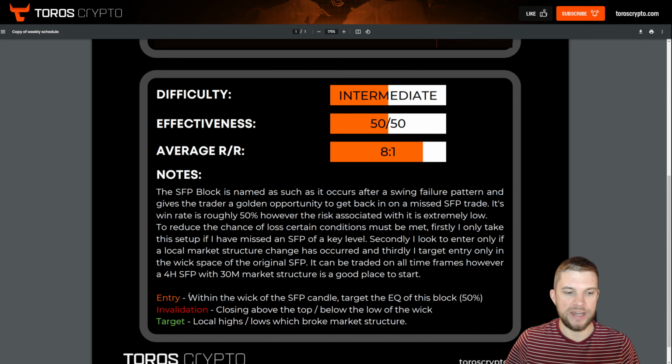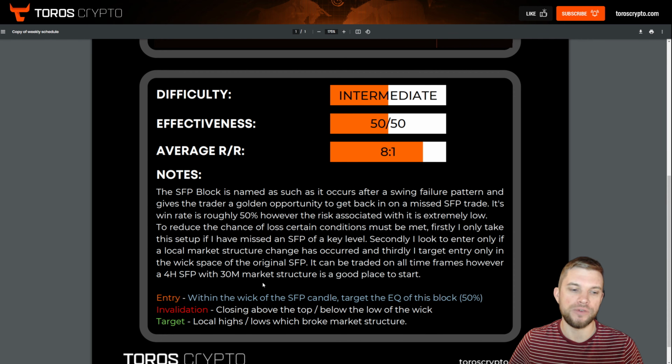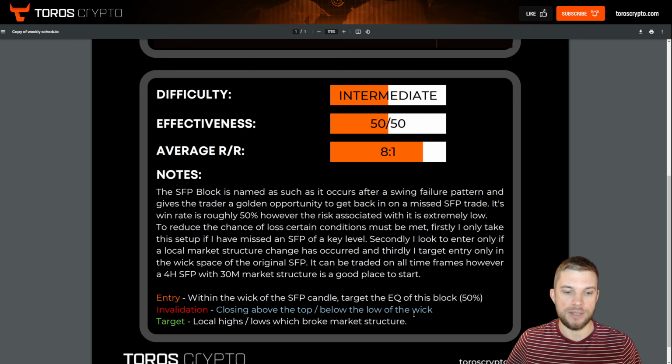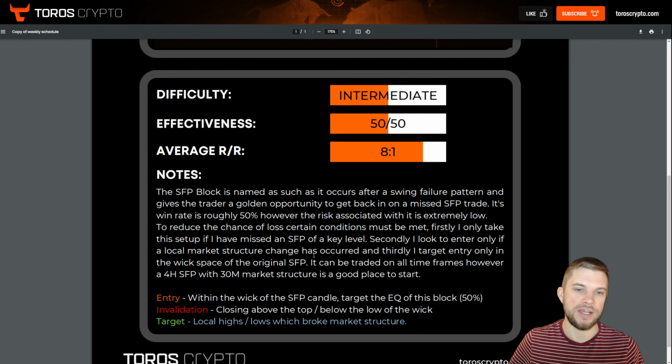So you are looking for an entry within the wick of the SFP candle. Target the EQ of this block, so target around the middle point of the block that's formed. Your invalidation would be closing above the top or below the low of the wick, and your target will be the local highs or the local lows which created that change of market structure in the first place.